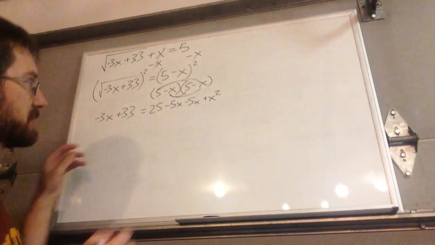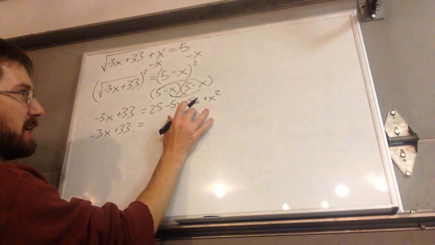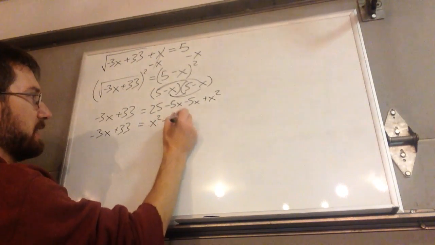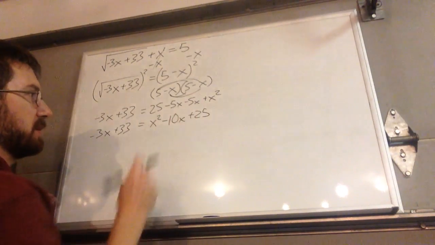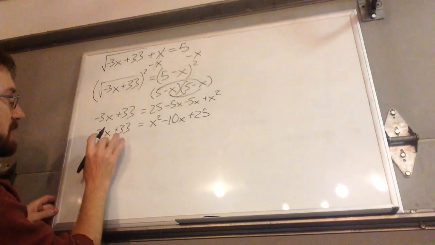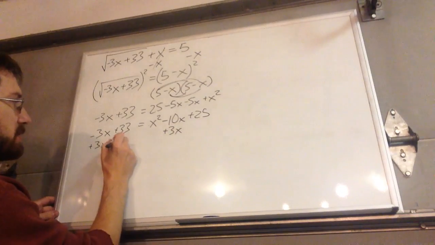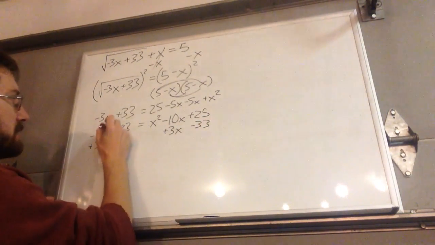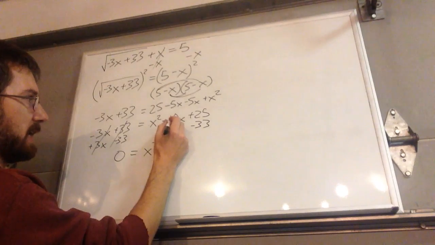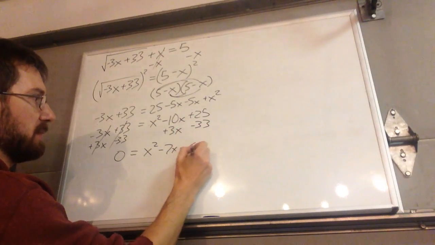Probably want to combine like terms on this side next. Negative 3x plus 33 equals, and I'm going to get this into standard form at the same time. So I'm going to start with the x squared, then negative 5x and negative 5x is negative 10x, and plus 25. So I simplified it and put it into standard form because, you know, I'm like that. Okay, setting this side equal to 0 now. I need to add this 3x to both sides, and I need to subtract this 33 from both sides. That's going to cancel everything on this side, so it's equal to 0. And I'll get 0 equals x squared, negative 10x plus 3x is minus 7x, and 25 minus 33 is minus 8.